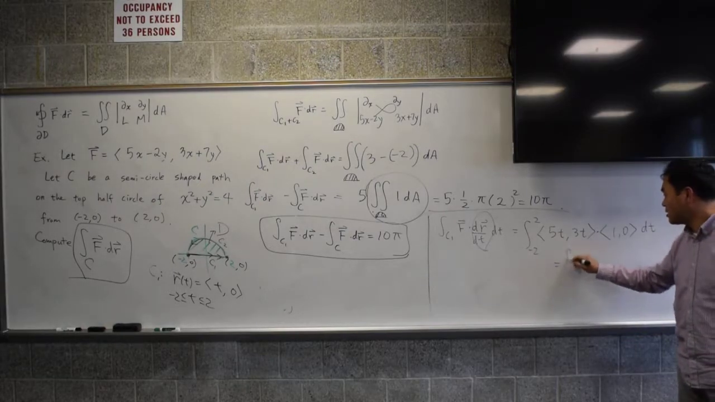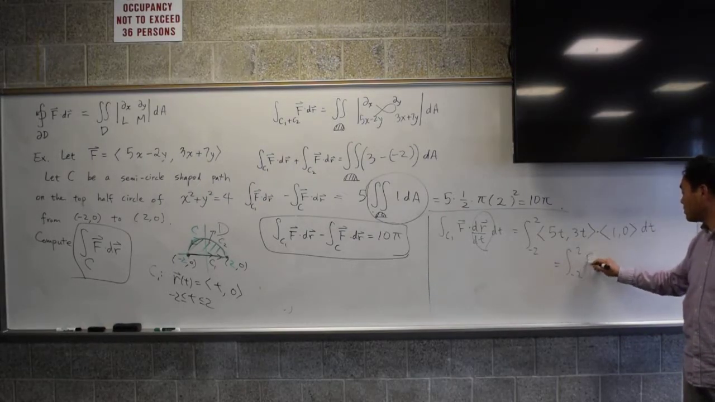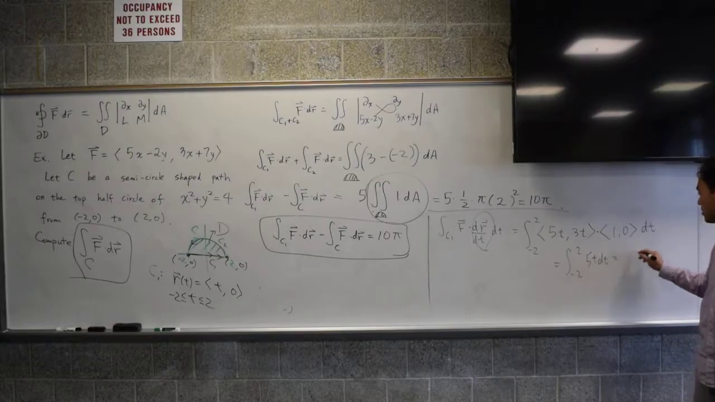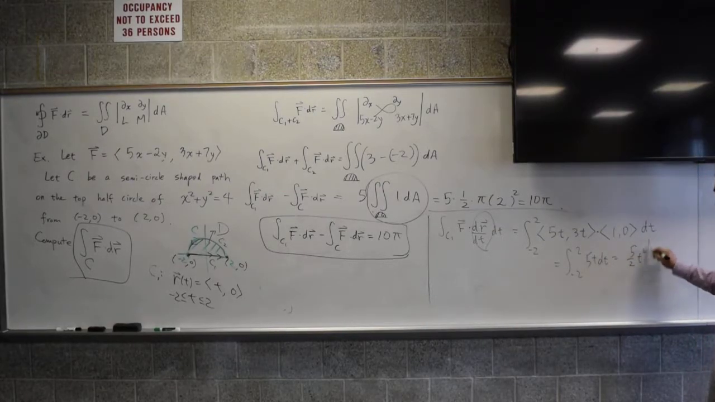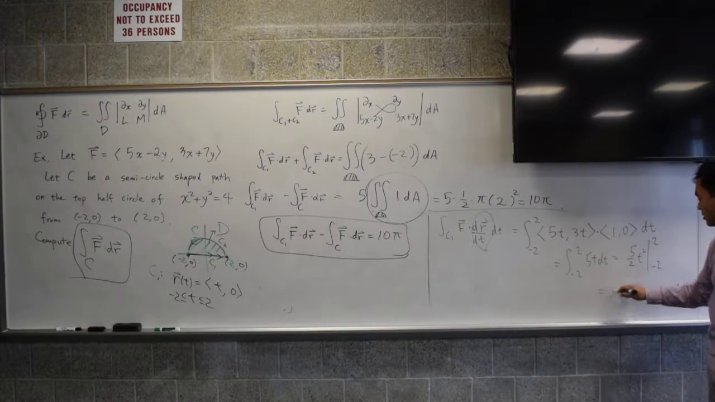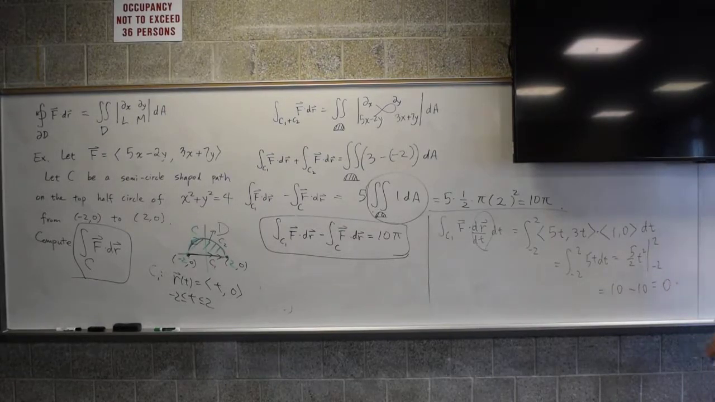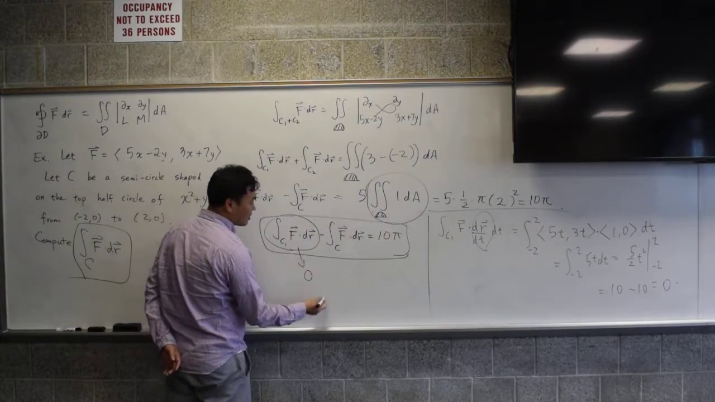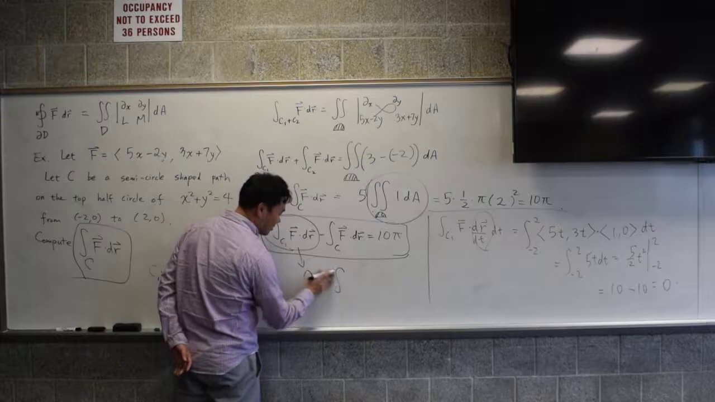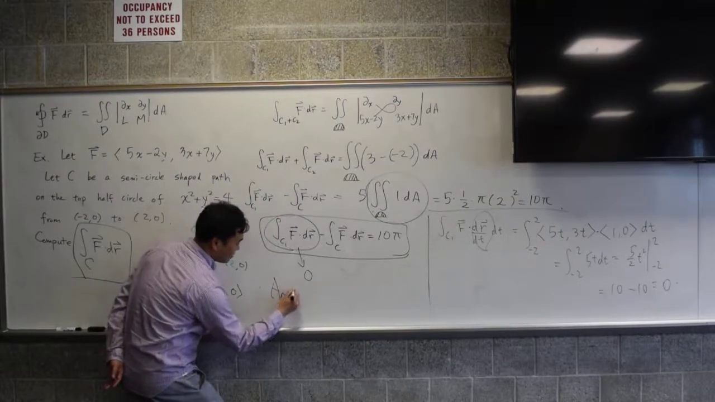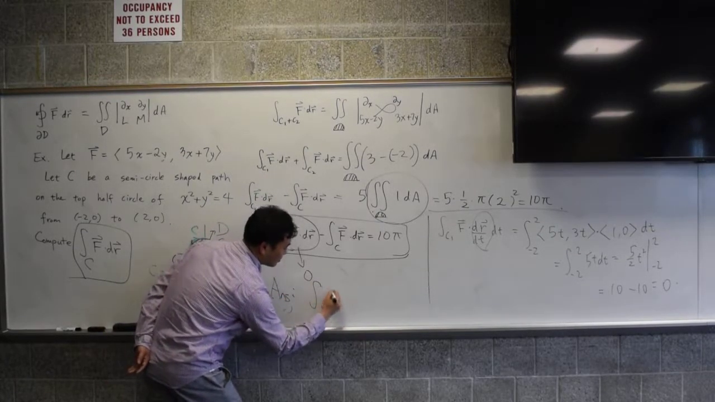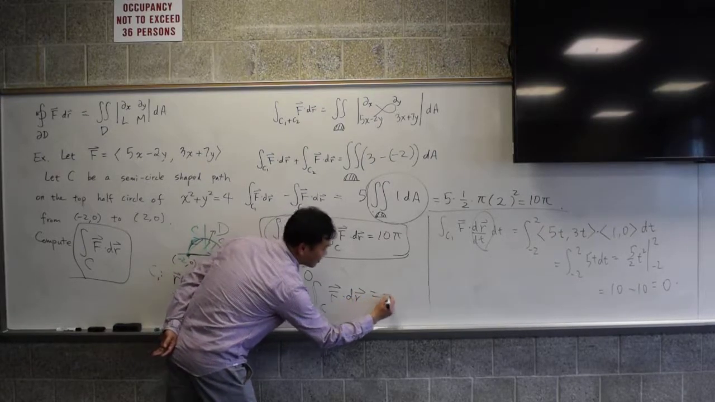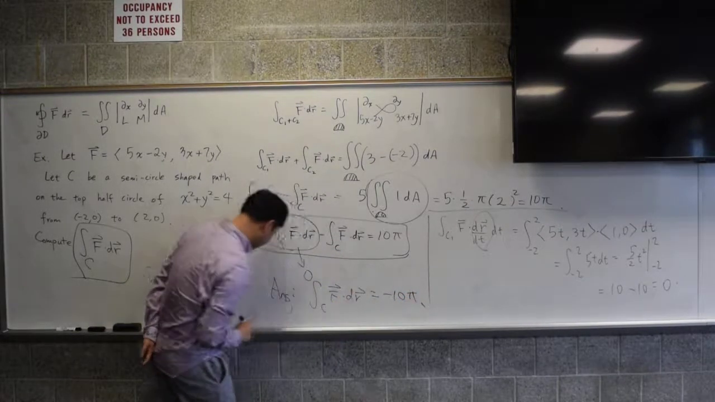So you get the integral from -2 to 2 of 5t dt, whose antiderivative is 5 over 2 t squared, evaluated from 2 and -2. Plug in 2, you get 10. Plug in -2, you get 10. You get 0. Super easy. So you get 0 for this, and therefore, what's the answer? Simple.